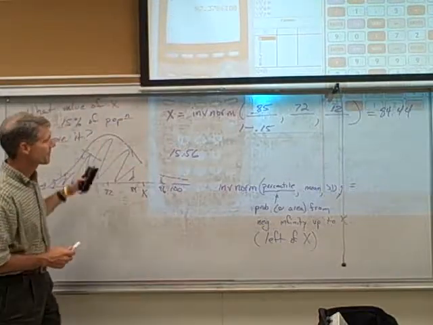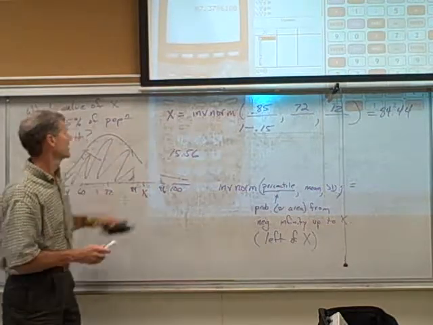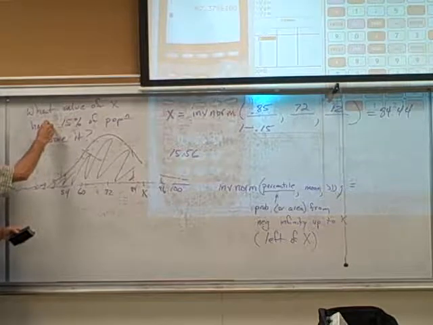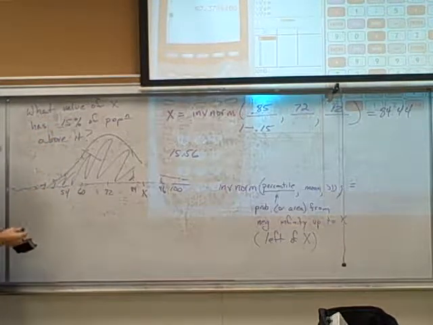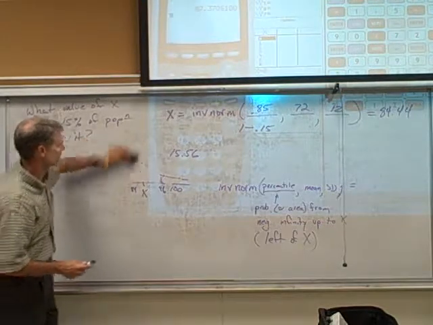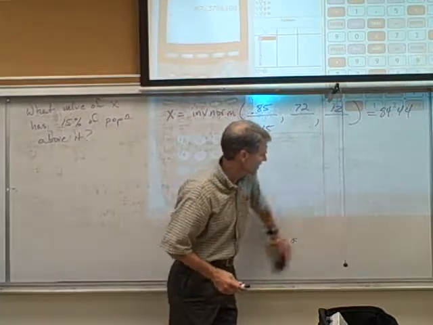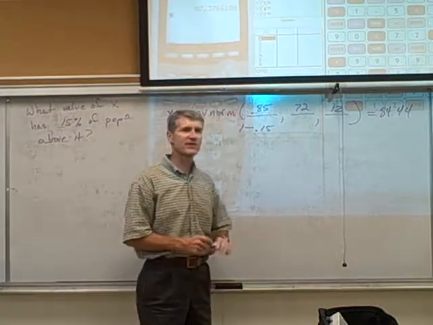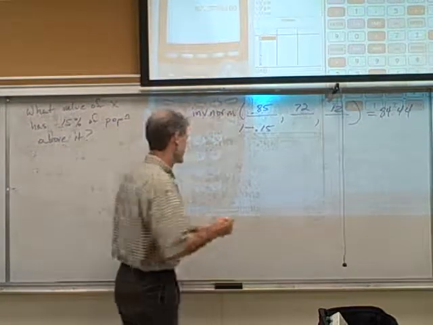Okay? So that's the inverse norm function. The inverse norm function gives us percentiles. But sometimes they don't ask in a percentile way. You've got to convert it to a percentile way, then get the x you want. Sometimes they do real complicated stuff. Find how many standard deviations contain the middle 50%.